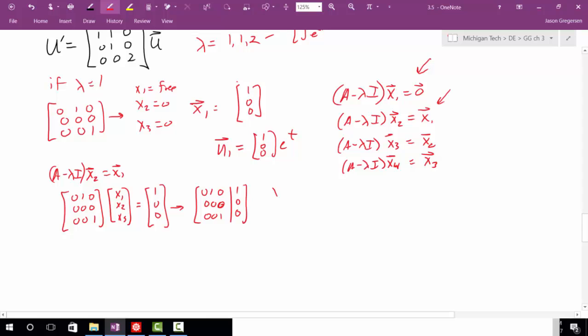My equations are going to be x2 equals 1 and x3 equals 0. What's going on with x1? It is free. But I've got to be a little bit careful here, right? So x3 is fixed at 0, x2 is fixed at 1, and x1 is free. Now, just like before, I could really choose a value to put in here. I could say, well, x1 equals 1. There you go. There's your x2.